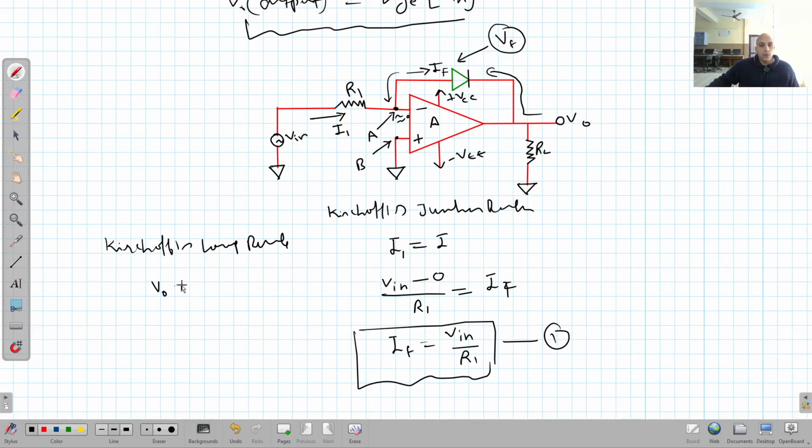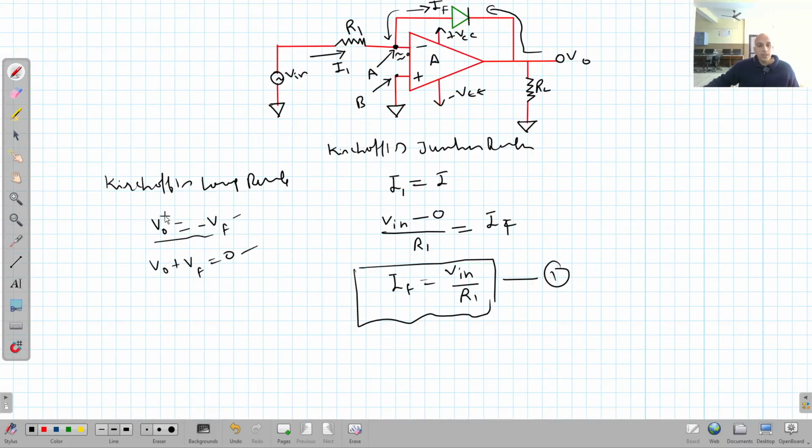Then V output should be equal to minus VF, because V output plus VF should be equal to 0. If we are going from here to here, then this is the voltage, this is the voltage, and their total sum should be equal to 0, right? Because it is at zero potential. So it means V output is equal to minus VF. Now this is another equation, equation number 2.